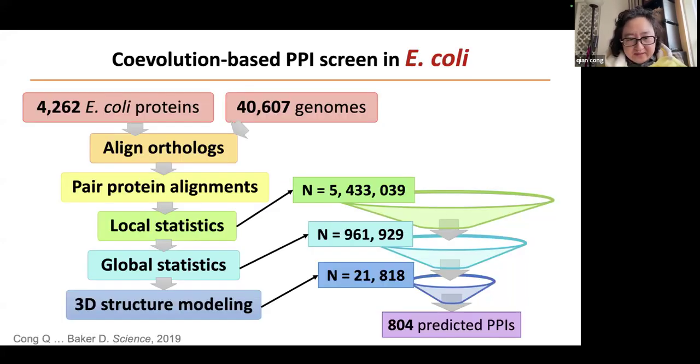This was the work I did when I was a postdoc in the Baker lab.